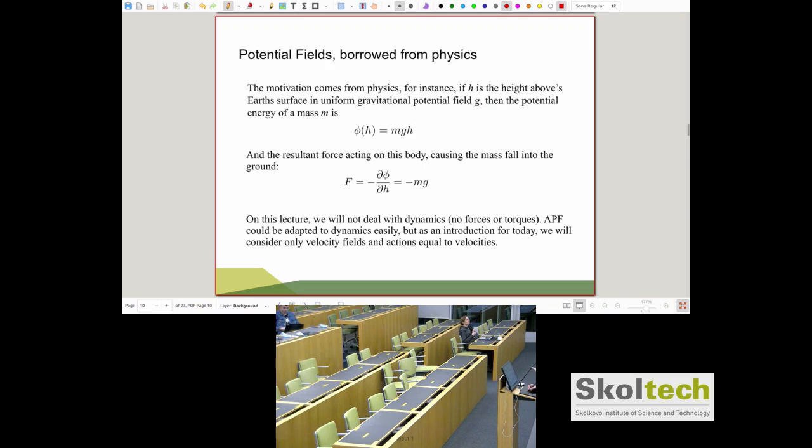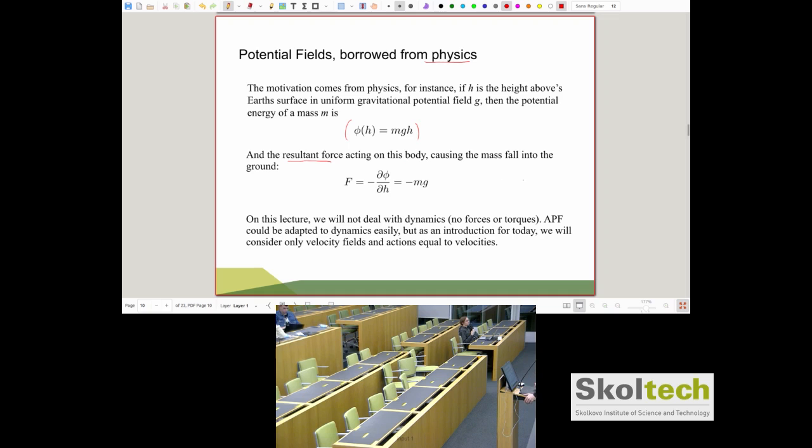What is the idea of these potential fields? They are borrowed from physics. Why do they work? Well, it's basically that some systems just follow these kind of principles. A very easy one is potential. This is done in high school. You know that the resultant force is just the derivative of this. So in this case, we can calculate force, but today we were talking about velocities.